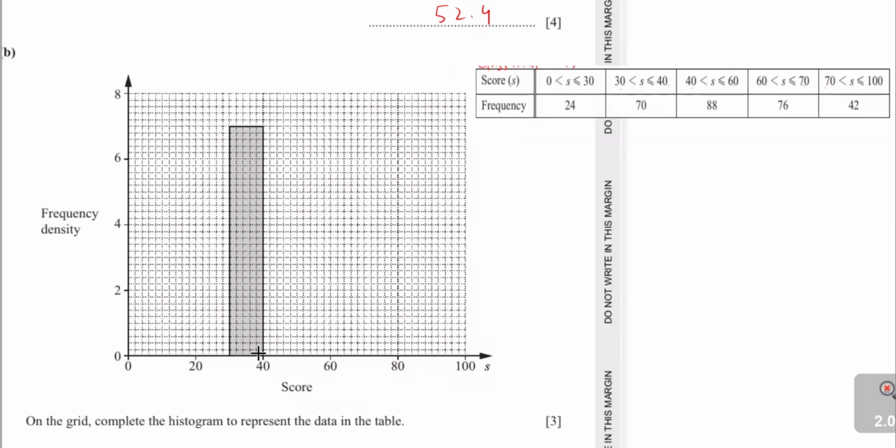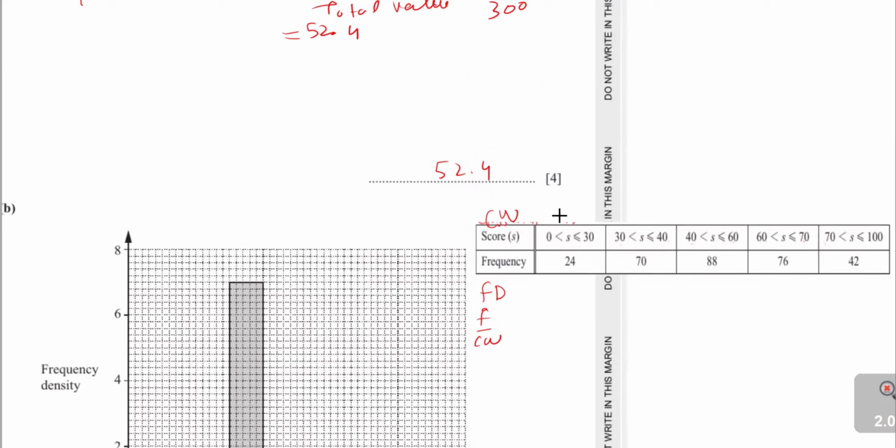A histogram is a rectangular bar graph between class interval and frequency density. For the table given here, firstly we will calculate frequency density. This will be equal to frequency divided by class width, and therefore we will calculate class width. The class width for 0 to 30 is 30, 30 to 40 is 10, and 40 to 60 is 20. For 60 to 70 it is 10. We take the difference, 70 minus 60. Next, we take the difference 100 minus 70.